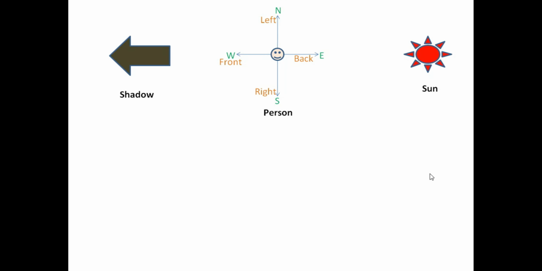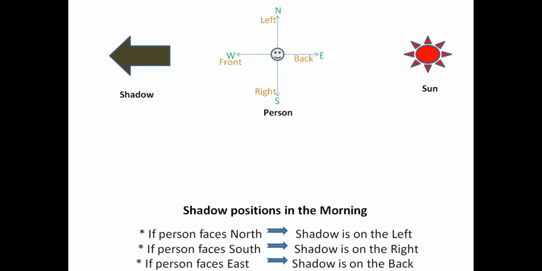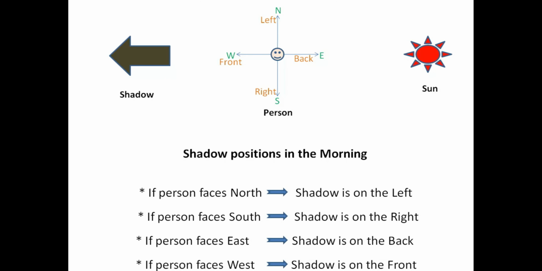So now let us see the shadow positions in the morning case. Now see. In the morning, person is at origin. Sun is on the east direction, and the shadow will be on the west direction. Just now we told that point, and it is independent of facing direction. In the morning, sun is on the east direction, shadow is on the west direction, person is in the middle at origin.